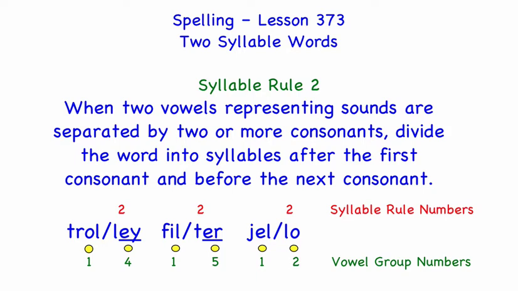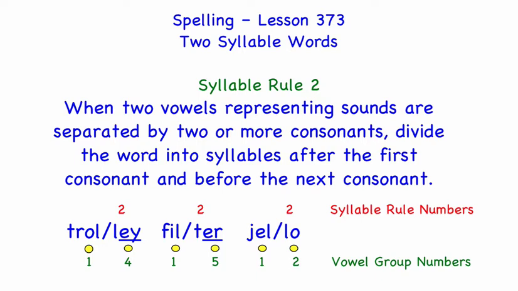When two vowels representing sounds are separated by two or more consonants, divide the word into syllables after the first consonant and before the next consonant. Remember, in Syllable Rule 1, if we have one consonant between two vowels, we divide after the first vowel and before the consonant. But Syllable Rule 2 says if you have two or more consonants between the vowels, you divide between the first and second consonants that are between those two vowels.